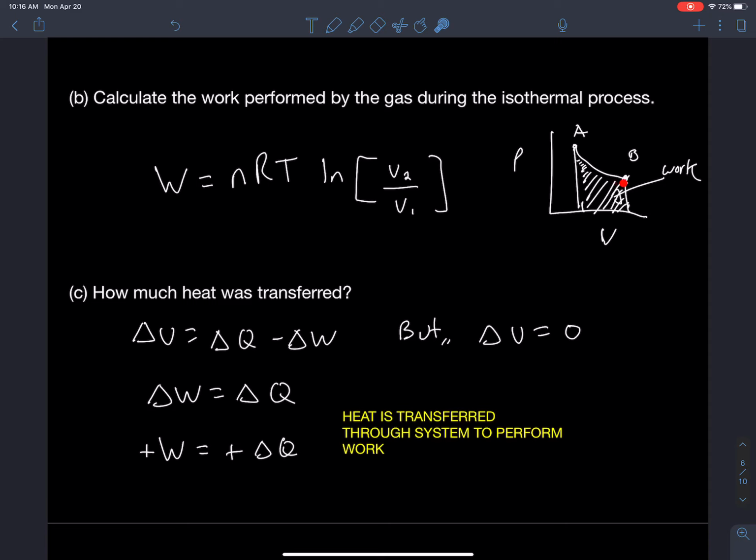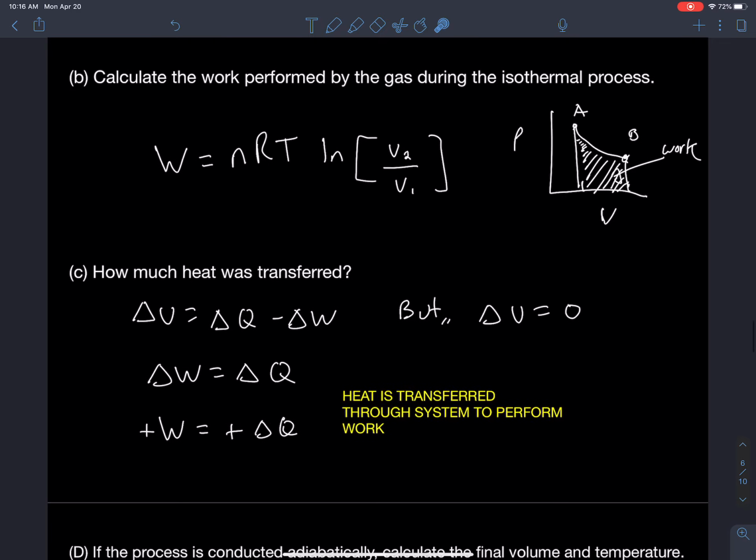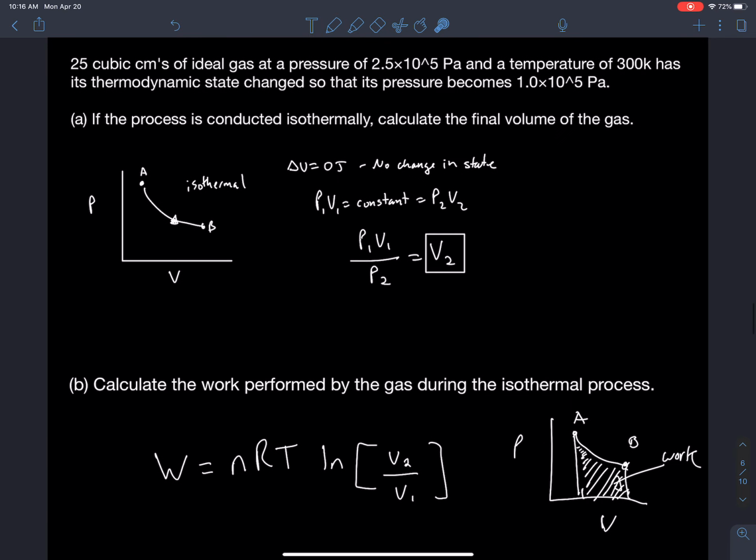Now, because the work here is positive, that means that heat had to flow into my system to do work. So the work is the exact amount of Q, and that would have been heat that was removed from the gas that was given to it by a candle or some type of reaction. Okay, so that's how we do our calculations for isothermal processes.